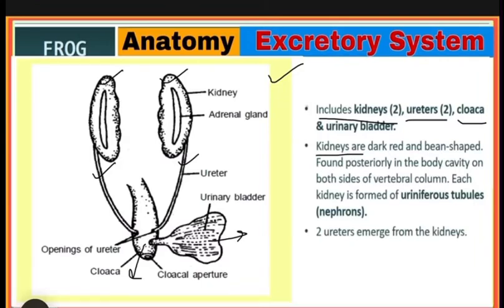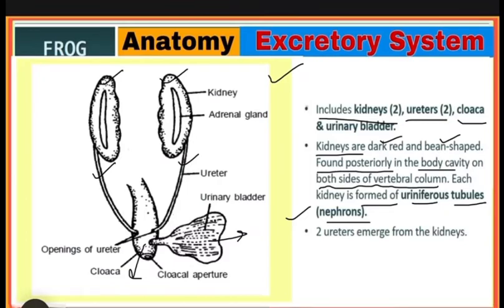Kidneys are dark red and bean shaped. And where are they present? They are found posteriorly in the body cavity on both sides of vertebral column. Each kidney is formed of uriniferous tubules or nephrons, or you can say nephrons are the functional unit of kidney.